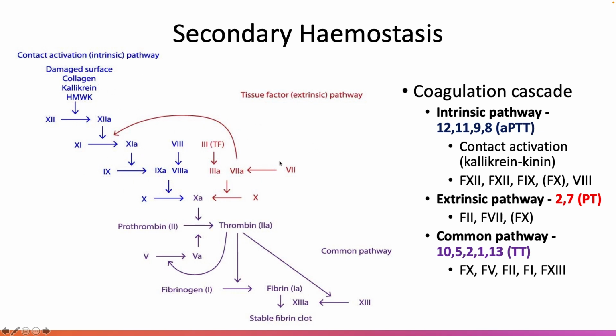And if you're talking about the extrinsic pathway, you're talking about tissue factor as well as factor 7, and they both join together with factor 10. Generally after factor 10 is your prothrombin to thrombin and fibrinogen to fibrin. These are all the common pathway. So it involves factor 10, factor 5, factor 2, factor 1, as well as factor 13, to further stabilize the clot.